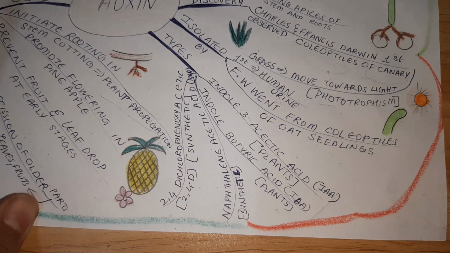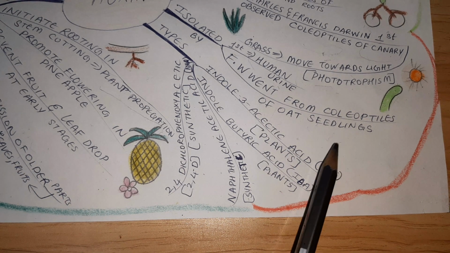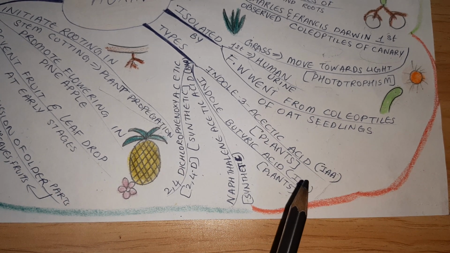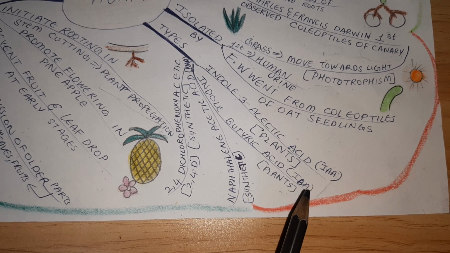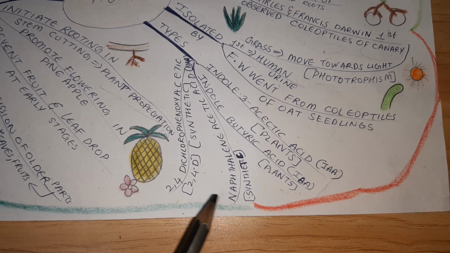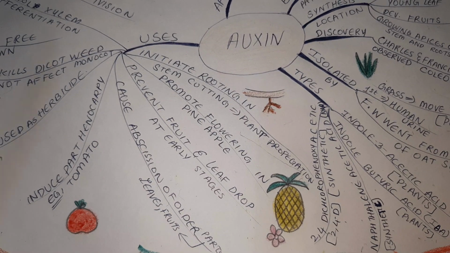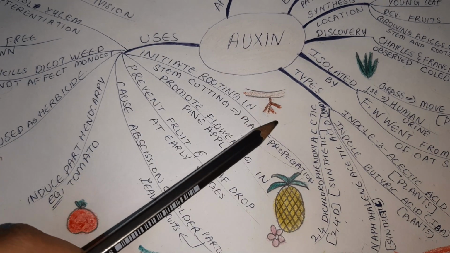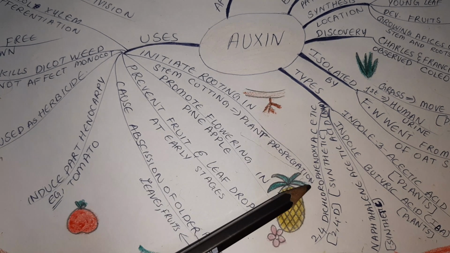Then there are types of auxins. Auxins can be either natural or they can be synthetic. We have seen two examples of natural auxins, that is IAA and IBA. They are naturally present in plants, while synthetic ones are created in the laboratory, that is NAA and 2,4-D. We have seen the various uses of auxins, which include they initiate the rooting, they initiate the coming of roots in the stem cuttings, therefore they help in plant propagation.